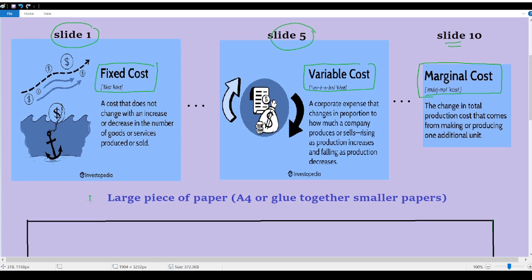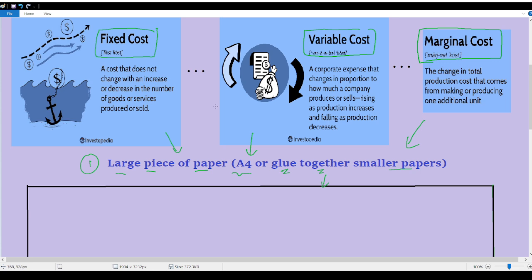The first step would be to obtain a large piece of paper so that you can put in all of this information and have a bird's eye view. We can use an A4 paper in the landscape format, or we could just glue together smaller papers.